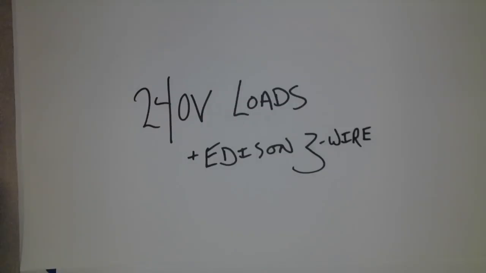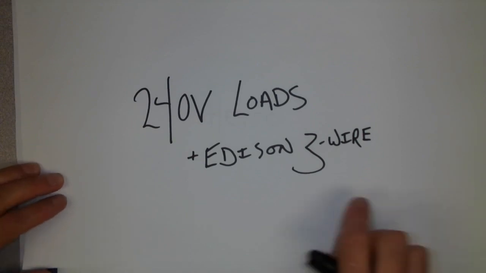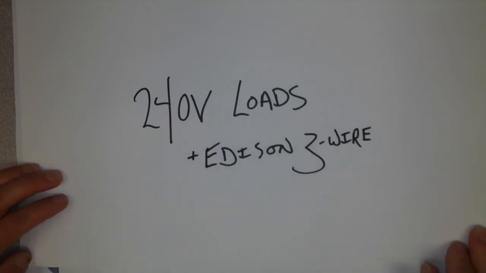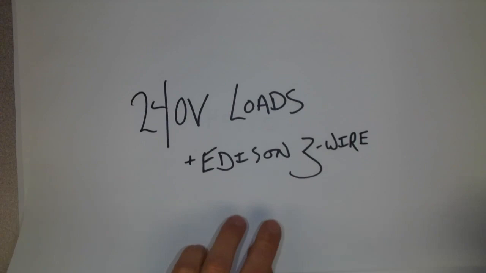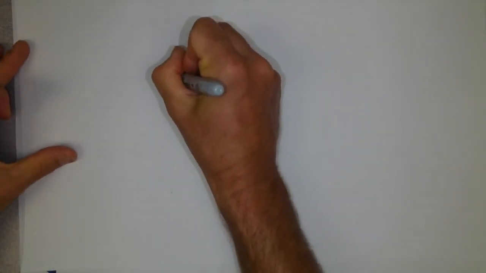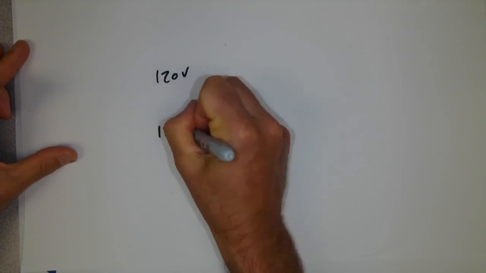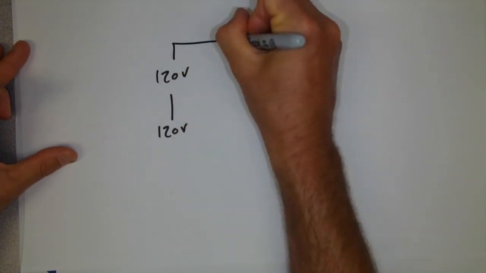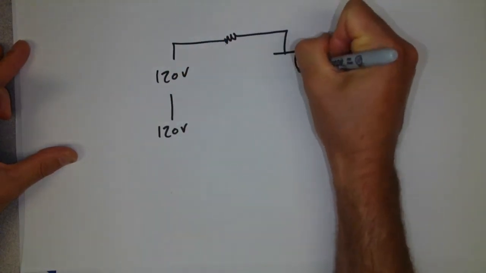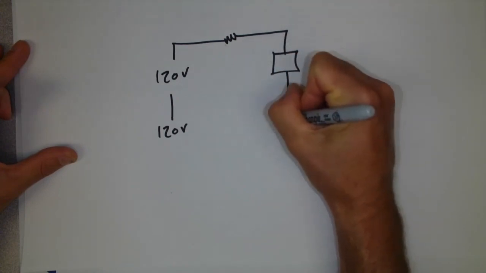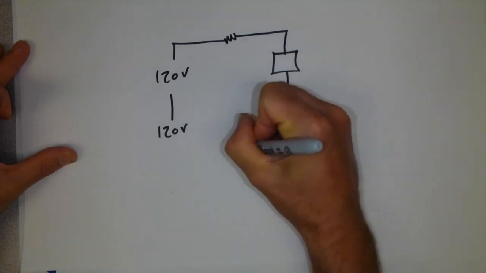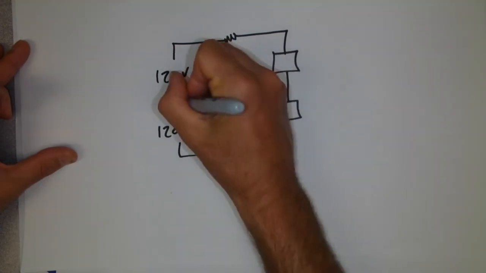240 volt loads and Edison 3-wire. Let's just take a look at a brief example about how we can utilize this type of load with a 3-wire distribution and how we handle some of the calculations. So here is our classic 3-wire Edison with the conductor resistance and the loads, nondescript box of loads, whatever that is.